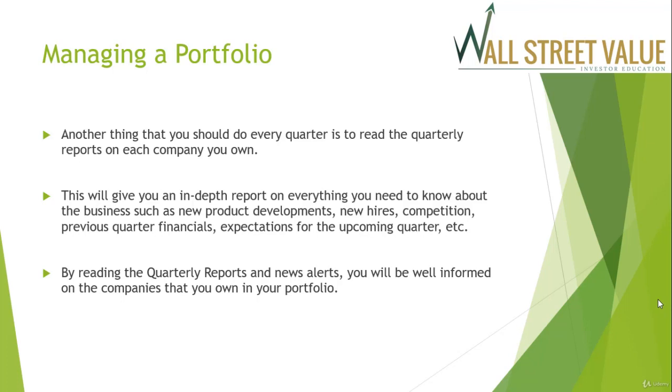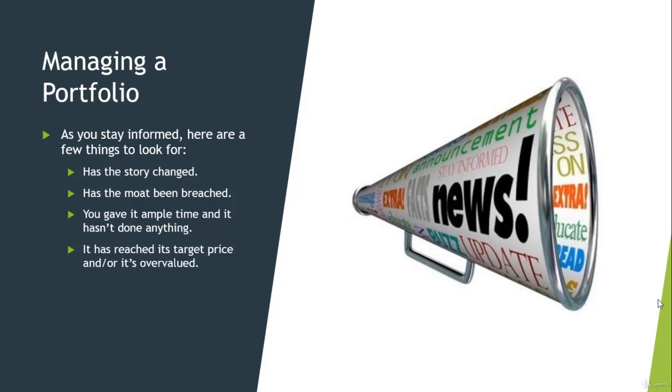Another thing that you should do each and every quarter is to read the quarterly reports on the companies you own. This will give you an in-depth report on everything you need to know about the business, such as new product developments, new hires, the competition, previous quarter financials, and expectations for the upcoming quarter. By reading the quarterly reports and the news alerts, you're going to be well informed on the companies that you own in your portfolio. As you stay informed, here are a couple things to look for.